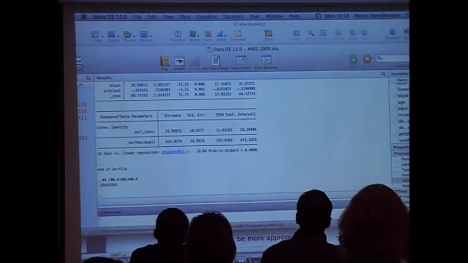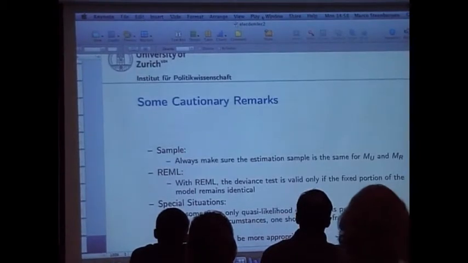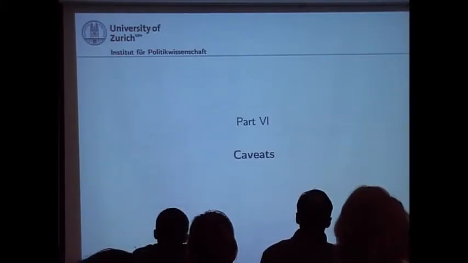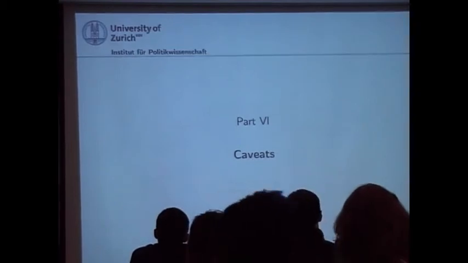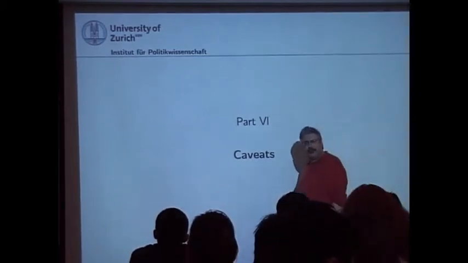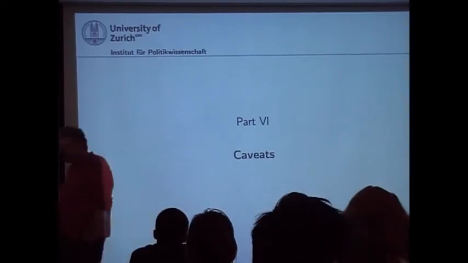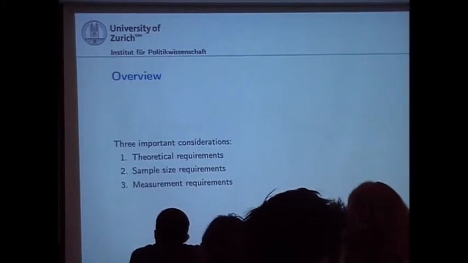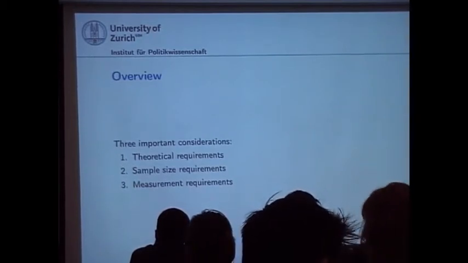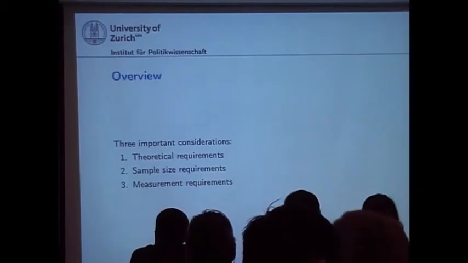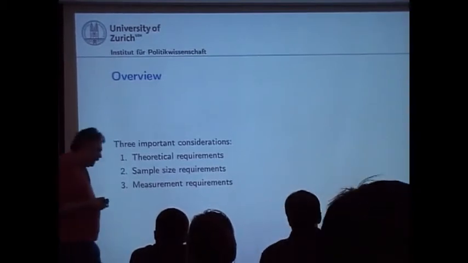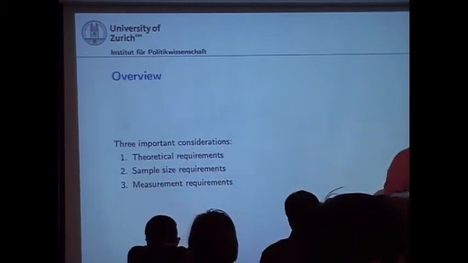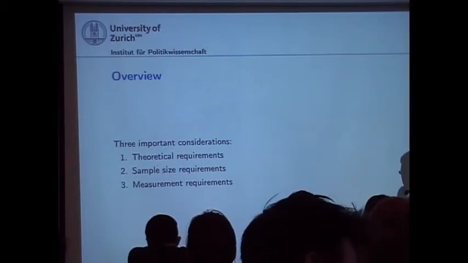All right. Then on to some things that in some ways are very troublesome. And unfortunately things we have to think about. Caveats. There are three important considerations when you do multi-level analysis: theory, sample, and measurement. And unfortunately, here is where we often run into trouble.